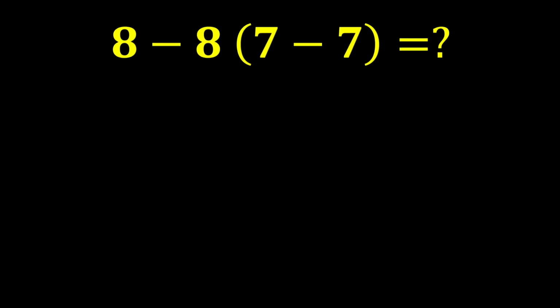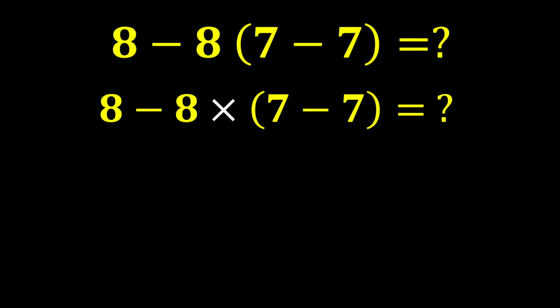8 minus 8 times (7 minus 7). In this expression, there is one subtraction, one multiplication, and one parentheses. Inside the parentheses, there is a subtraction, and the multiplication is written here. In mathematics, when a number is placed next to parentheses, it means that the number is multiplied by whatever is inside the parentheses. However, for simplicity, the multiplication sign is usually not written.